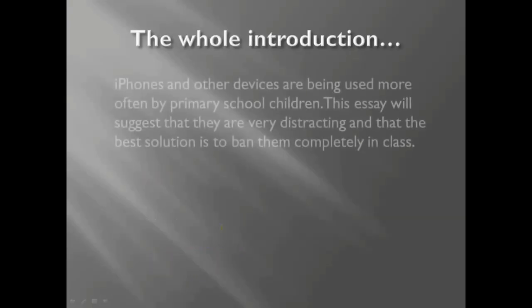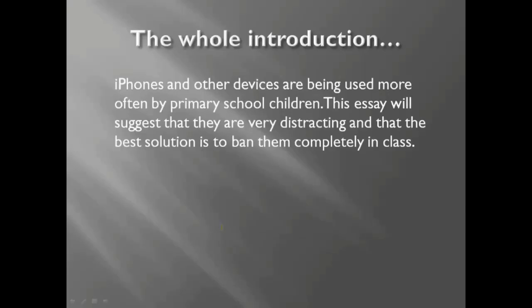So the whole introduction: iPhones and other devices are being used more often by primary school children. We've paraphrased the question. This essay will suggest that they are very distracting, so we have given our opinion on the problem and we have outlined our main idea, and that the best solution is to ban them completely in class. So we've given our opinion about the solution and we have outlined our main idea, and that is 34 words. Very, very short, and that should take you 2 or 3 minutes to write. Once you get used to writing these, you'll start writing them very, very quickly.